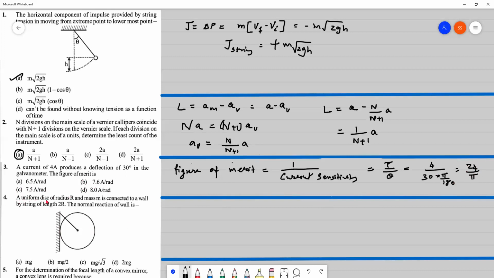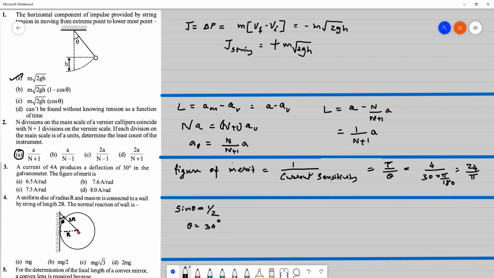Fourth question. A uniform disk of radius r and mass m is connected to a wall by a string of length 2r. So this length is 2r. Let that angle be theta, and this will be r. From the picture we get sin theta is equal to r by 2r, that is 1 by 2. So theta is equal to 30 degrees from the geometry of the picture.